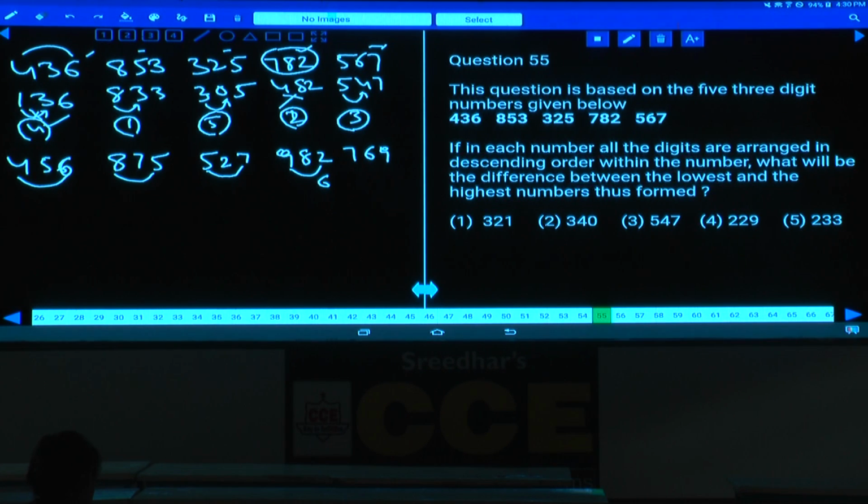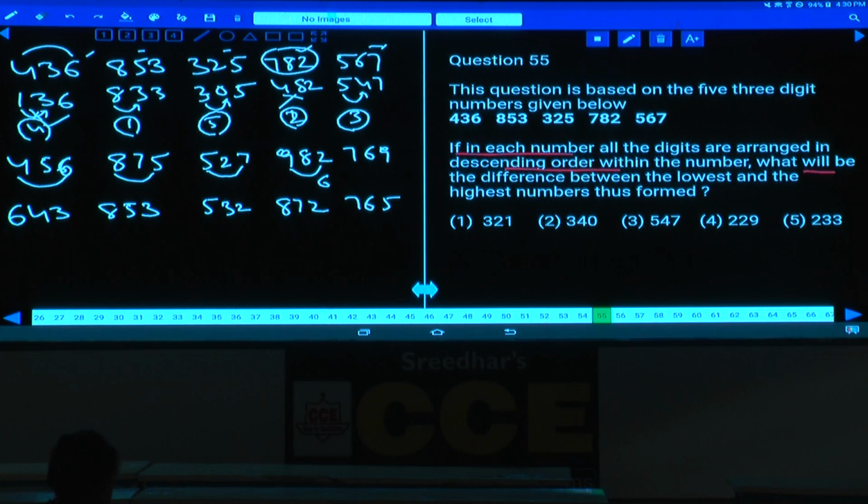Now question number 55. If in each number all the digits are arranged in descending order within the number. Descending order within the number. Now this 436 will be 643, 853 will be as it is, 853, and 325 will be 532, and 782 will be 872, and this will be 765.